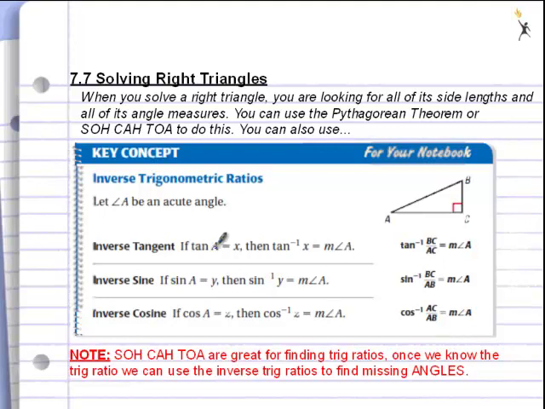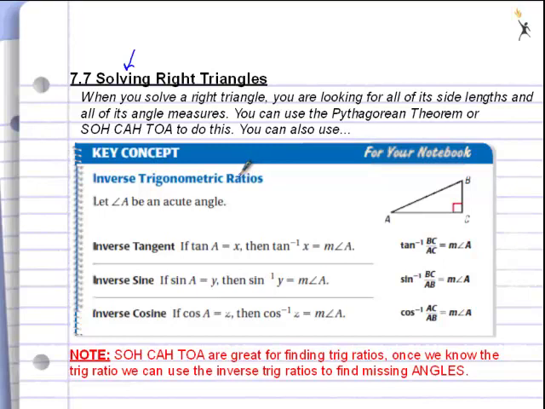Okay, we're down to the last section in Chapter 7, and this section is dealing with solving right triangles. Now, when you solve a right triangle, you're looking for all its side lengths and all of its angle measures. You can use the Pythagorean Theorem or SOHCAHTOA to do this. You can also use inverse trig ratios. Now, inverse trig ratios are used to find the angles inside a right triangle.